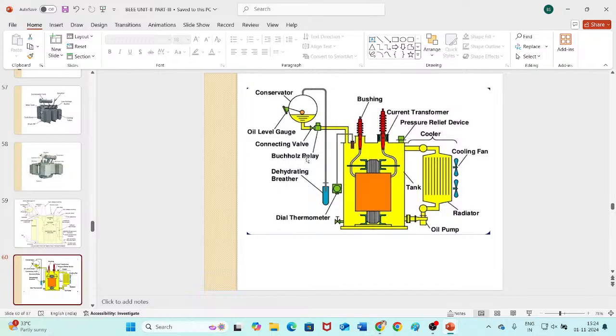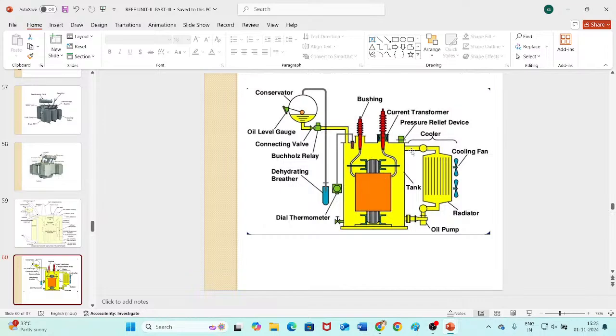Now let us see what is meant by a breather. This is a breather. The breather acts as the heart of the transformer. Whenever the temperature within the transformer increases, the oil gets heated up. If the transformer oil gets heated up, the oil level may expand. If the oil cools, the oil level may contract.